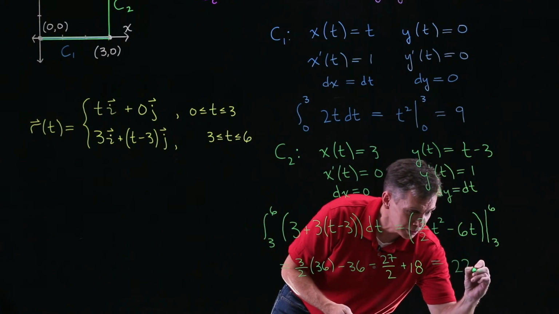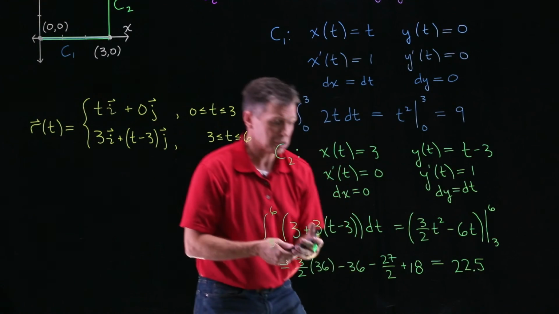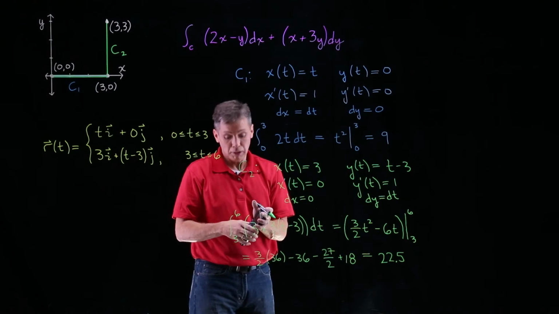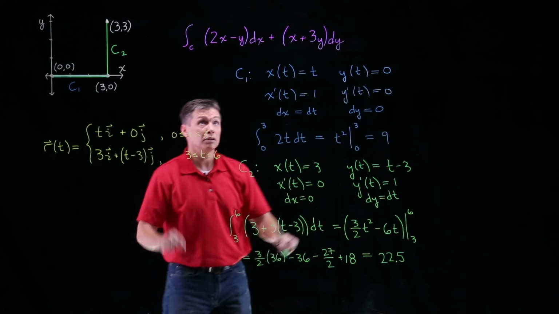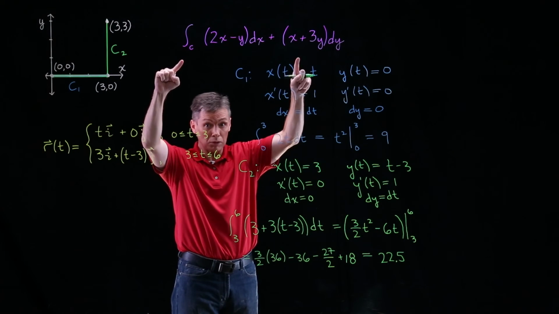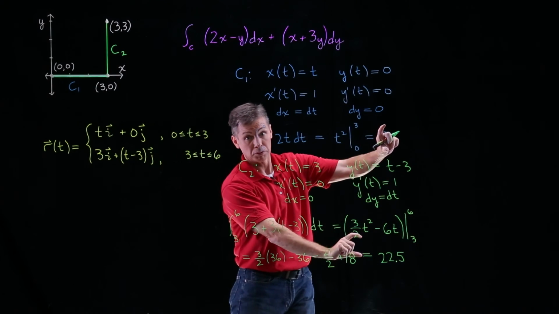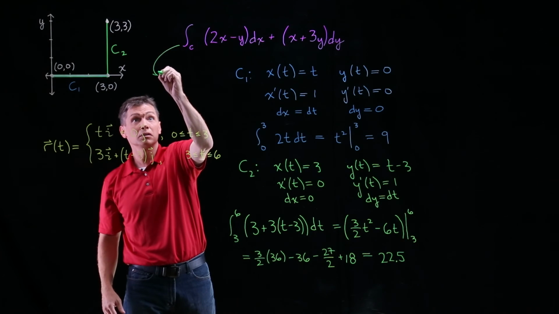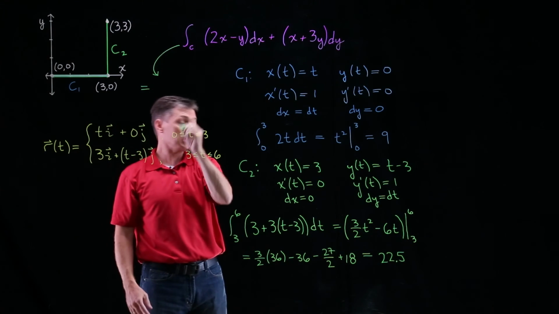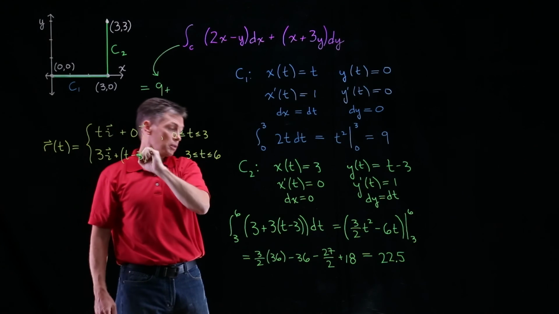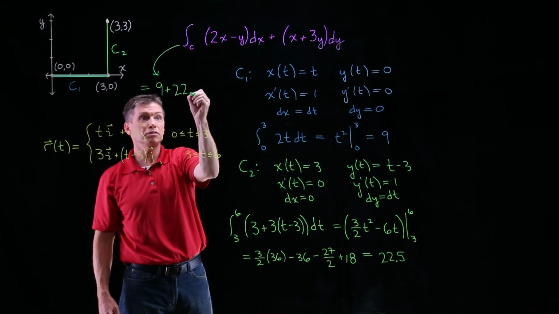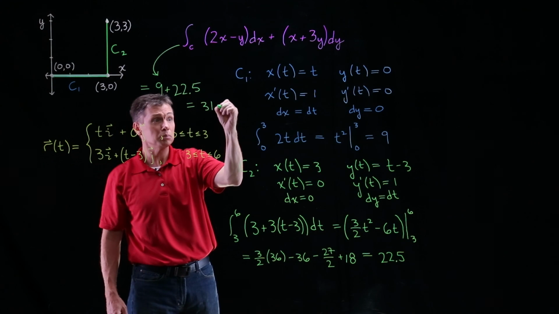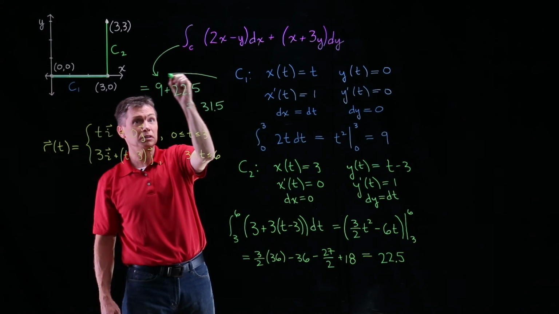I think a decimal's okay, or as a fraction, I guess, as well, 45 halves if you want. Either way, we're almost done, not quite done. I just need to put them together. Our final answer here, this overall integral, is going to be the sum of the two integrals. Okay, so I'll stick in green, I guess, but this integral equals, and all you're doing is adding 9 plus 22.5, or the fraction equivalent if you want, but I guess we're looking at a 31.5 as a final answer.